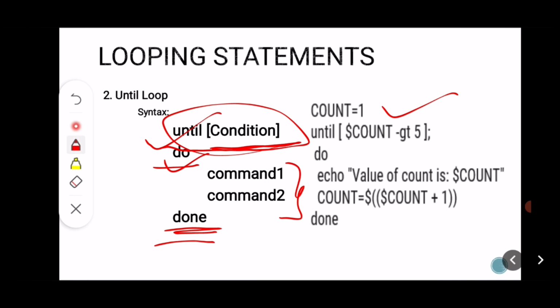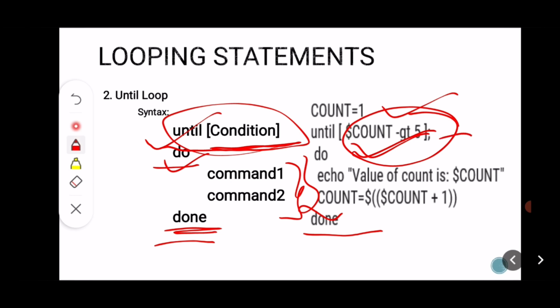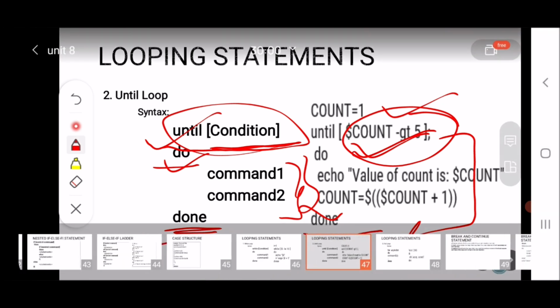So whenever the condition is false, this statement is executed. Whenever this condition is true, the loop is closed, which means the loop exits from here. So in this until loop, whenever the condition is false, the loop goes inside this statement. Whenever the condition is true, the loop exits from the looping statements. Okay, so the next one is the until loop.